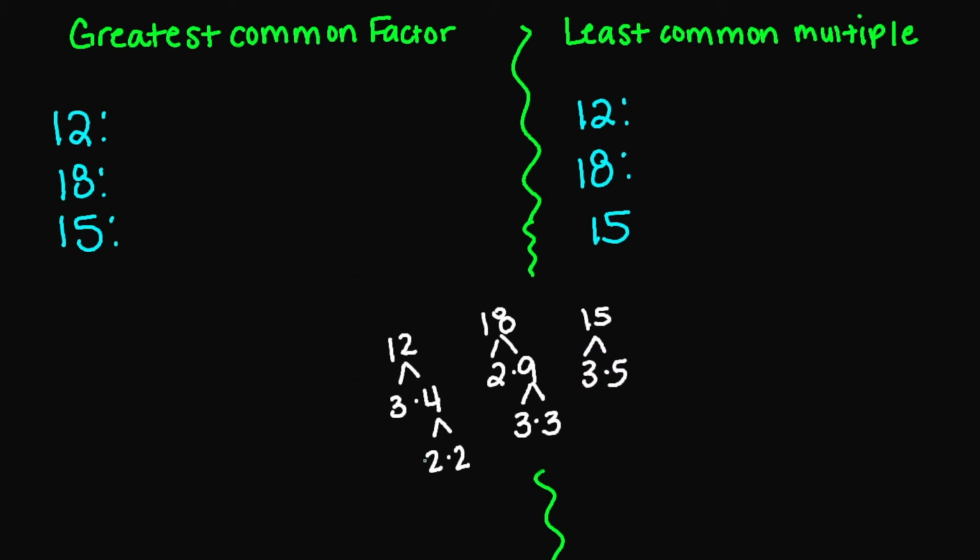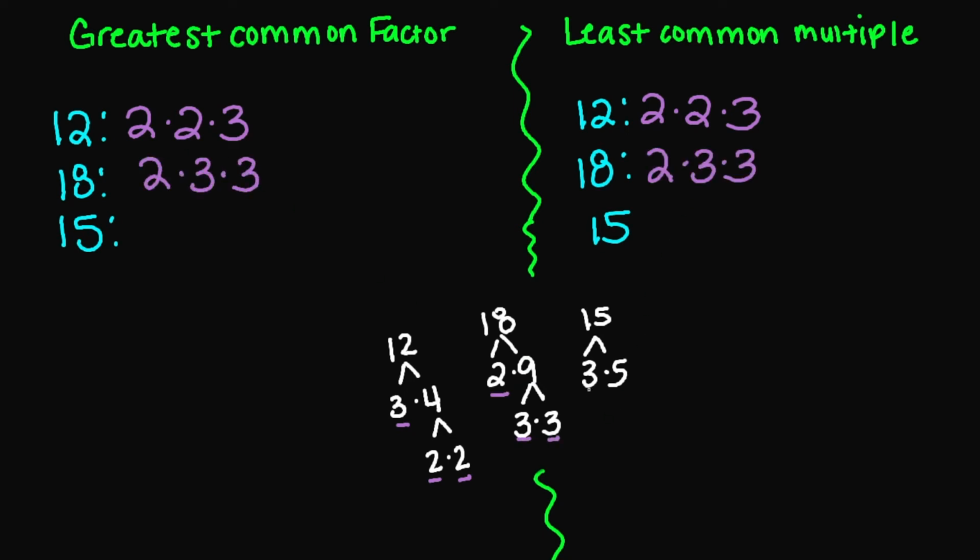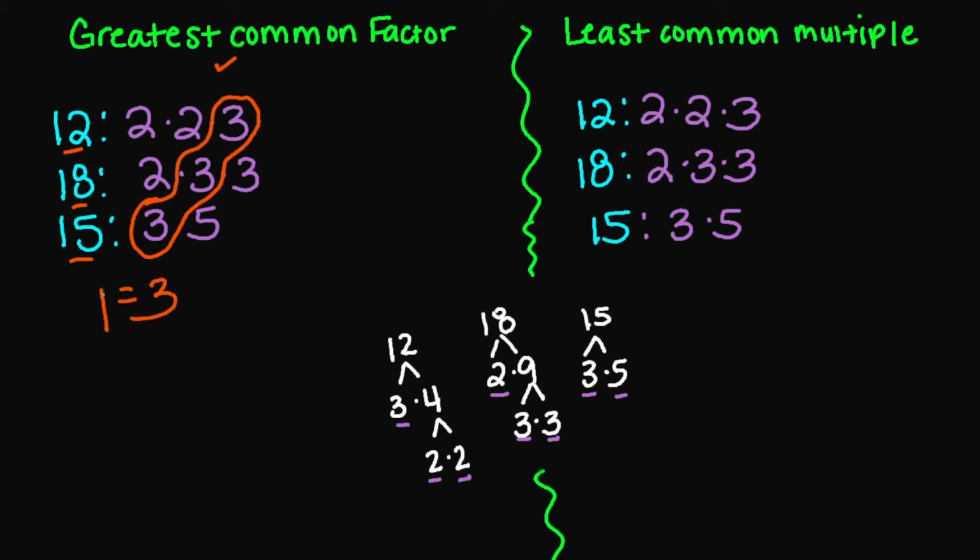So 12, we said, is 2 times 2 times 3. So I'm going to write 2 times 2 times 3. 18 is 2 times 3 times 3. And then 15 is 3 times 5. So now let's look for my GCF. I need to find the common factor that all 3 numbers share. So that is going to be the number 3. I have a 3 for my 15, a 3 for my 18, and a 3 for my 12. So your GCF in this example is 3.